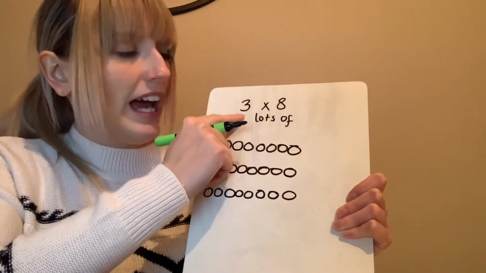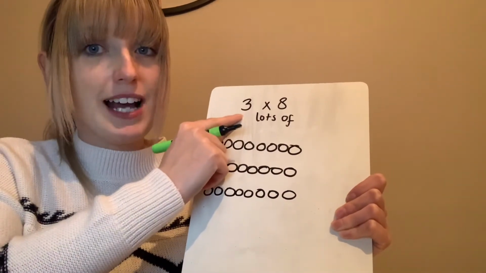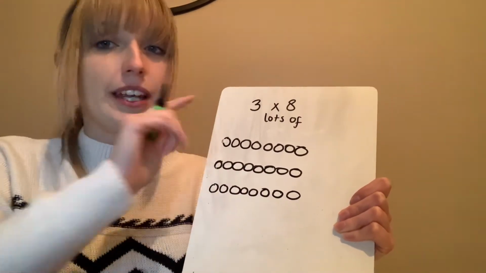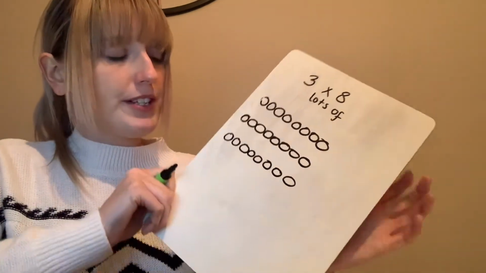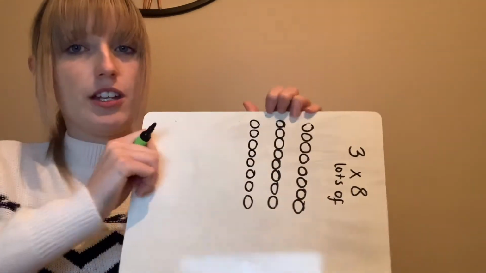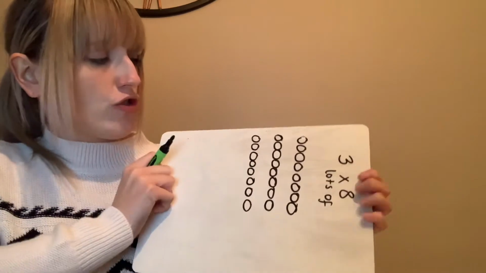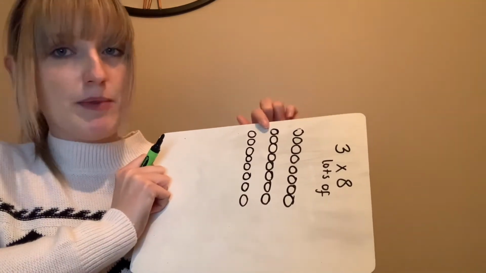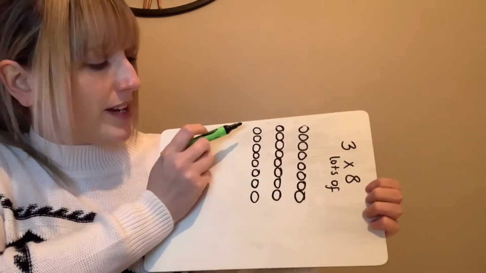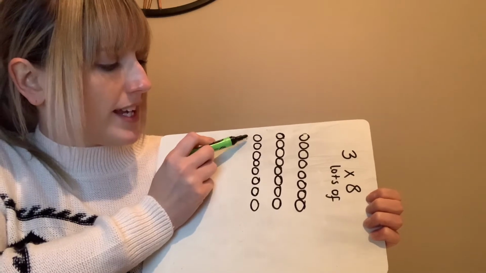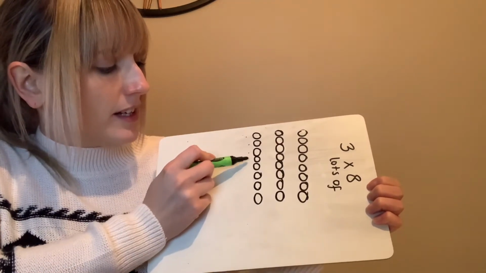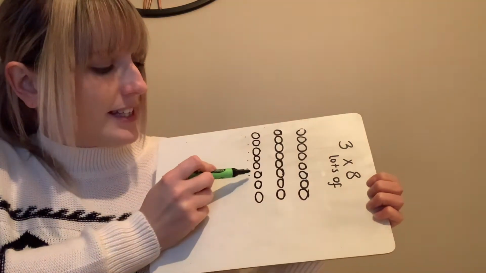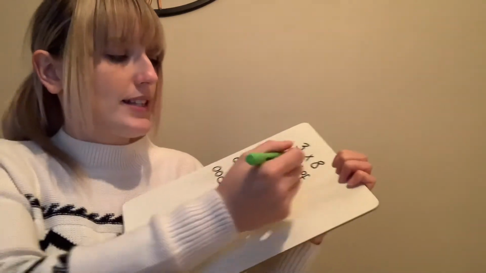Now, I know some of you will know your 3 times tables, so you can count on your fingers. But if you wanted to draw it, you could turn it the other way. In each row, we've got 3 Smarties, haven't we? So let's count in 3s to find our answer. We've got 3, 6, 9, 12, 15, 18, 21, 24.